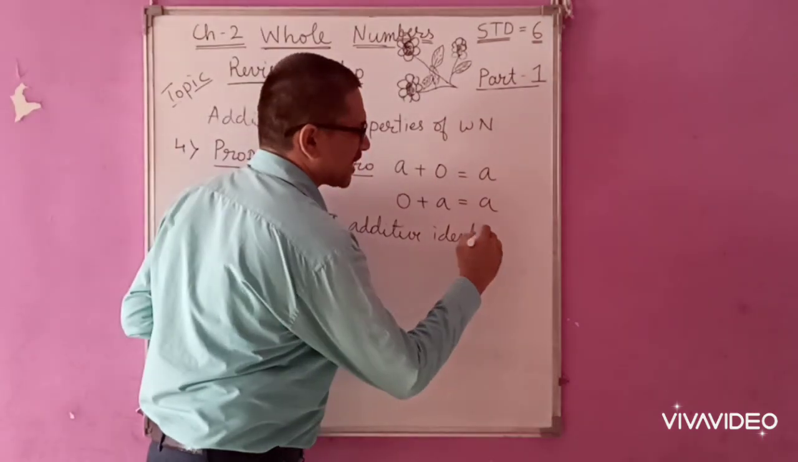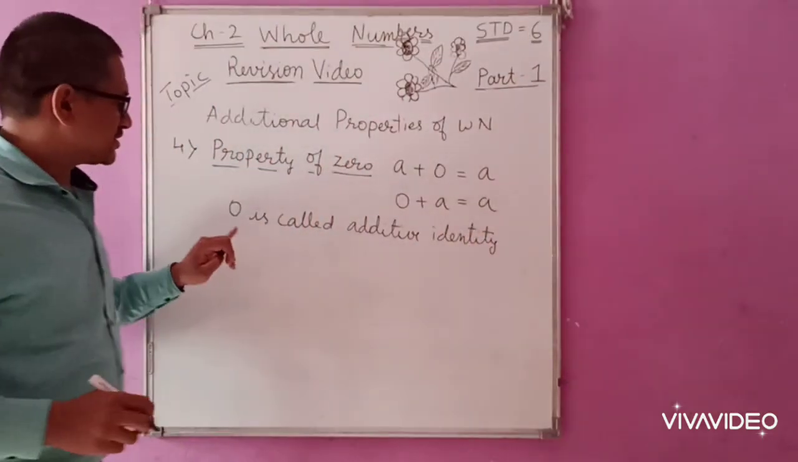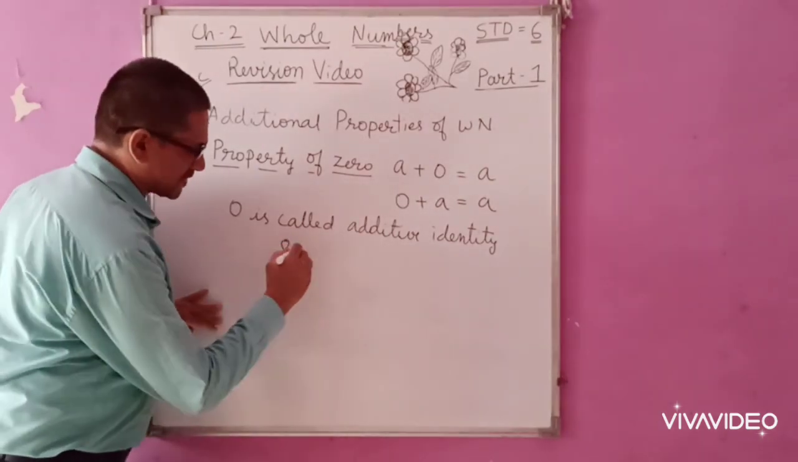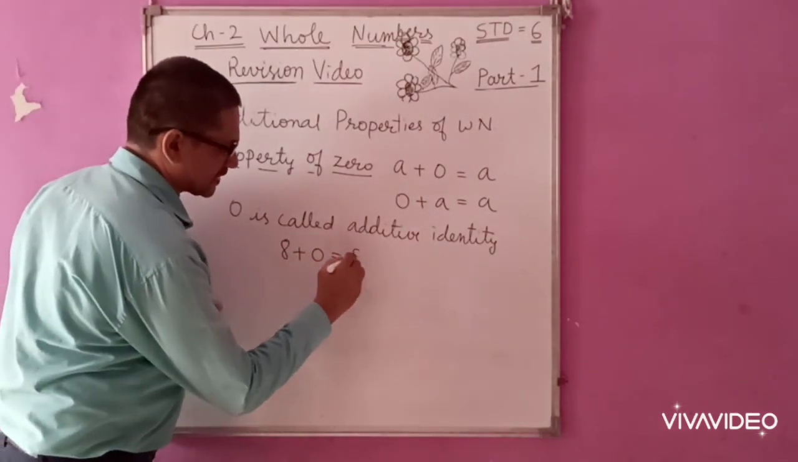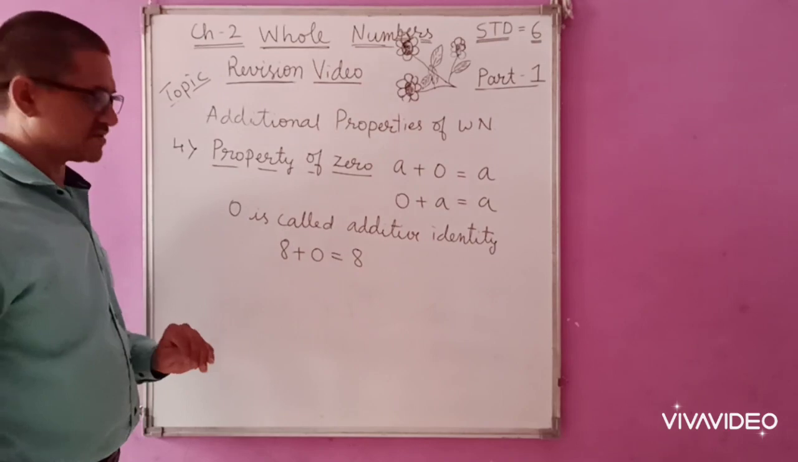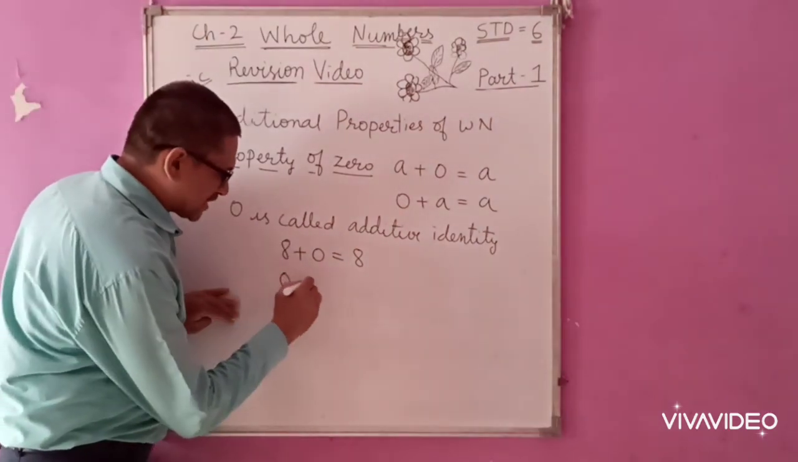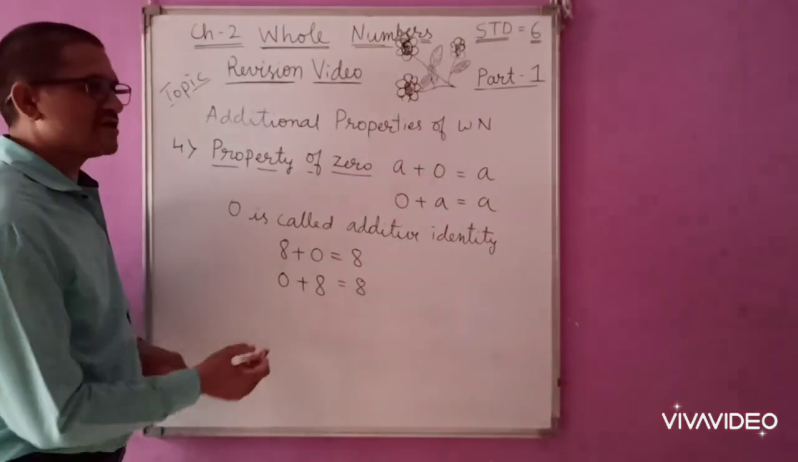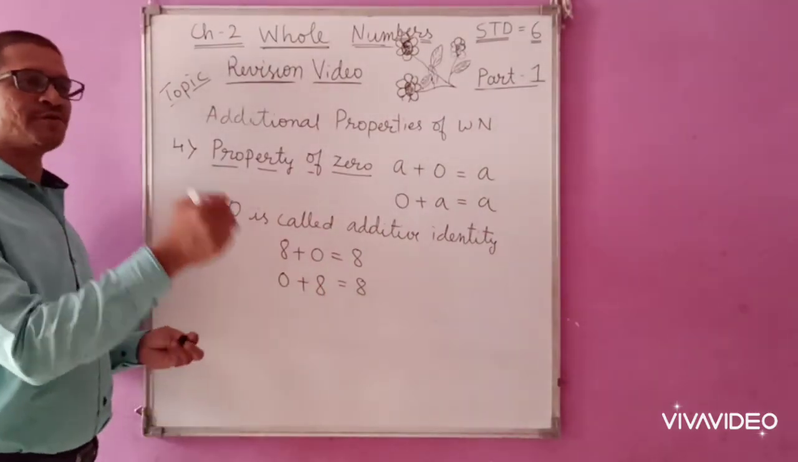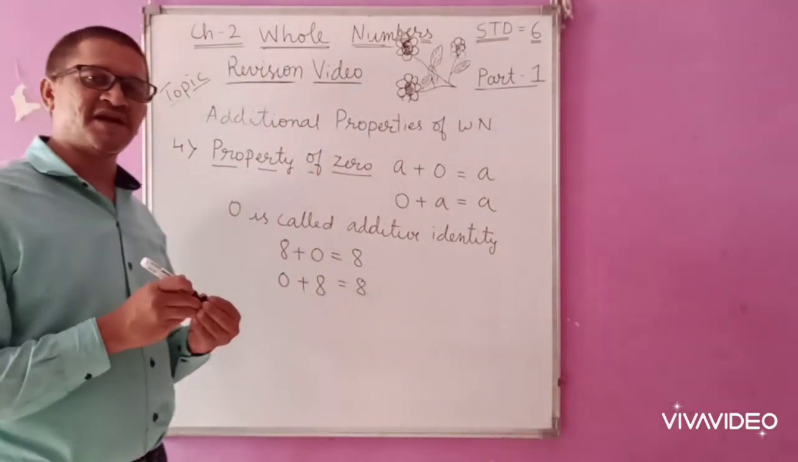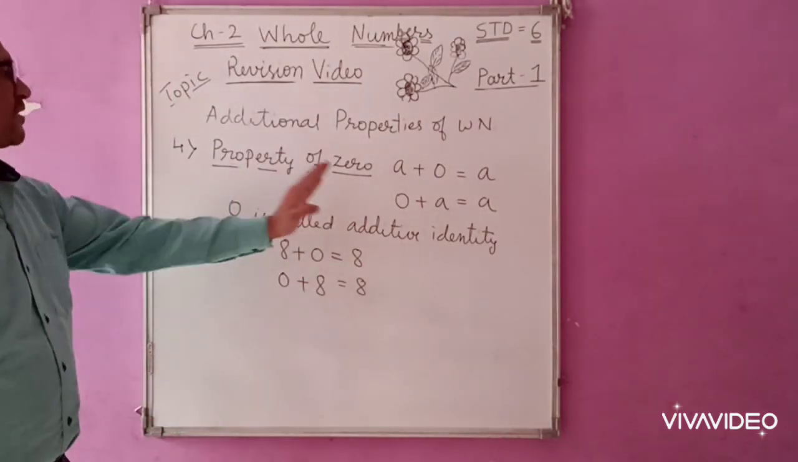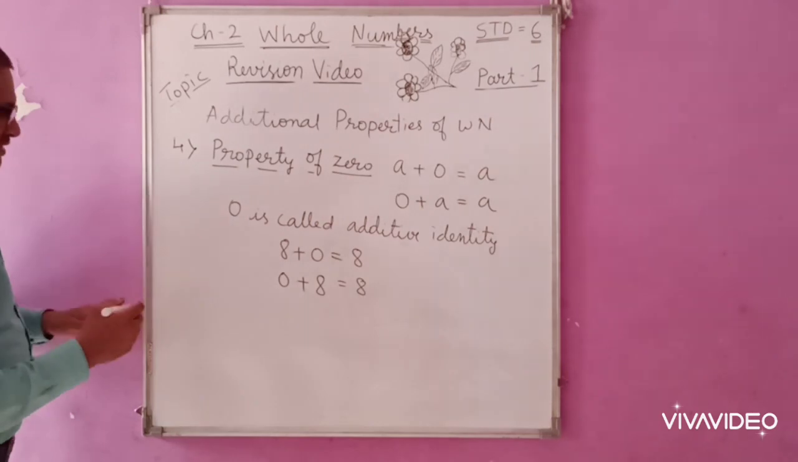What is meant by additive identity? 0 when added to any number, for example 8 plus 0 is equal to 8 itself is the answer. Now 0 plus 8, same answer 8. So that is why whenever 0 is added to any number, it does not make any difference. The same number is the answer. So that is why property of 0.